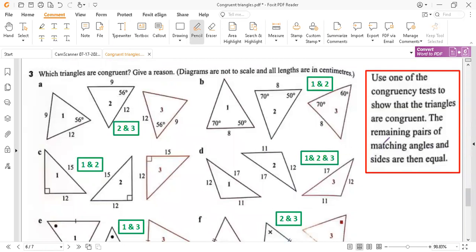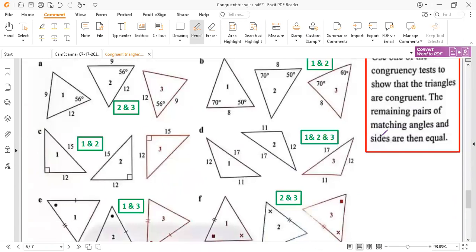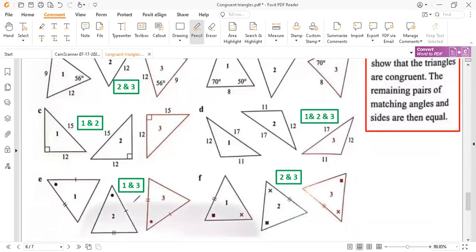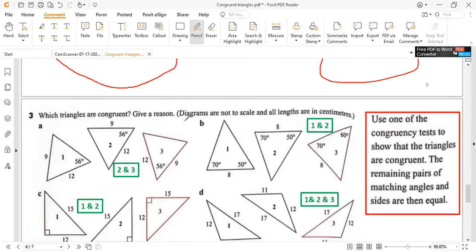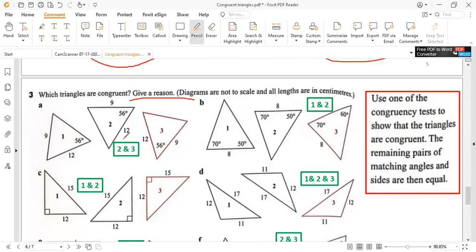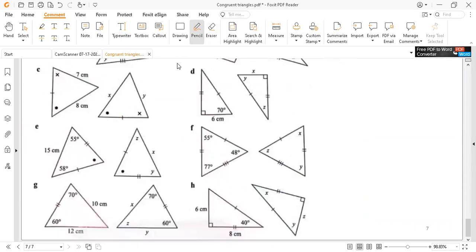You should use the same properties, the same congruency tests, to find out which triangles are congruent and why. You give for yourself the reason illustrated with these diagrams. Okay, so these are the important ideas for today.